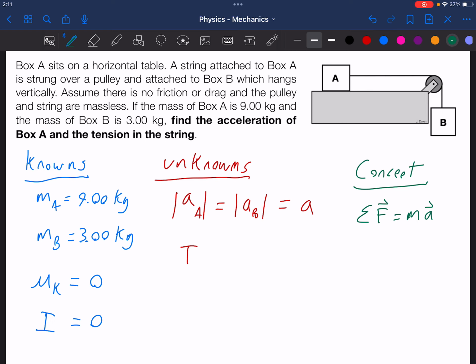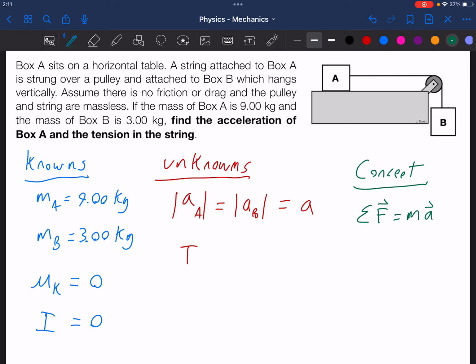Box B also has force of gravity down. It has tension up. Those forces must be unbalanced because B is going to fall. It's going to accelerate downwards. And so we can use Newton's laws to solve for unknowns like acceleration and tension. So that's going to be my concept here. Now, how do we actually use this equation? Well, we've got to be careful because forces are vectors, acceleration is a vector, so we have to make sure we define coordinate systems properly. We need to make sure we know which direction is the positive direction and which direction is the negative direction.